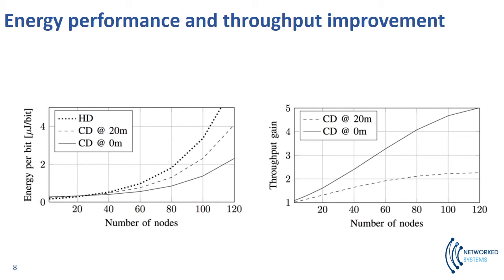Here are the simulation results showing how much energy we can save and how much throughput gain we can achieve with collision detection. For example, here with 120 nodes, you see that this amount of energy can be saved with collision detection. At the right, you see the throughput gain. And for example, here with 120 nodes, you see the throughput gain is almost doubled.